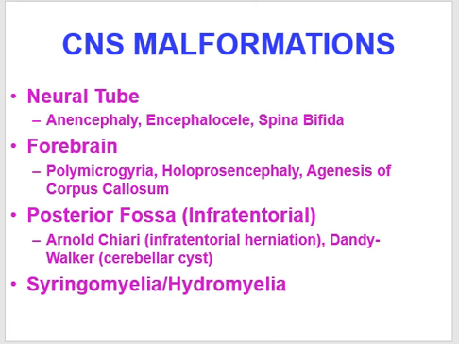Then we come to the CNS malformations. The malformations may be of the neural tube, forebrain, posterior fossa, and syringomyelia. In the neural tube there may be anencephaly, encephalocele, spina bifida. In the forebrain, polymicrogyria, holoprosencephaly, agenesis of corpus callosum. In the posterior fossa, Arnold-Chiari malformation, Dandy-Walker malformation, cerebellar cyst, or syringomyelia.